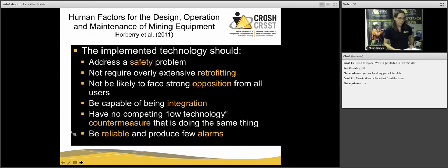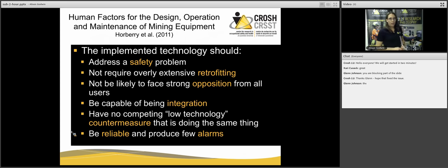Now, this is some research out of Australia, and Tim Horbury has very wisely put together these guidelines for what implemented technology should do. So it needs to address a safety problem. We don't want to be driving towards these systems based on a production or an efficiency perspective, because certainly all of the systems out there also have that capacity, but we want to think about their capacity to address the safety issue of accidents and fatalities.